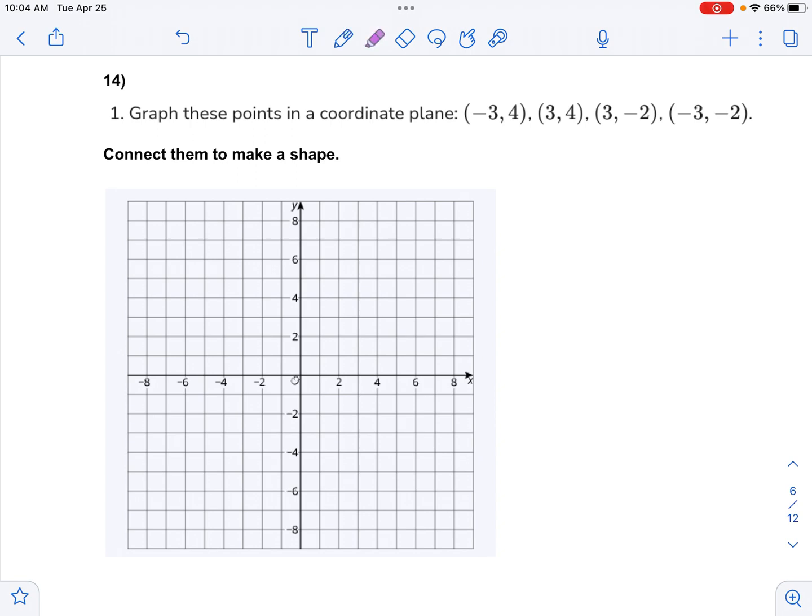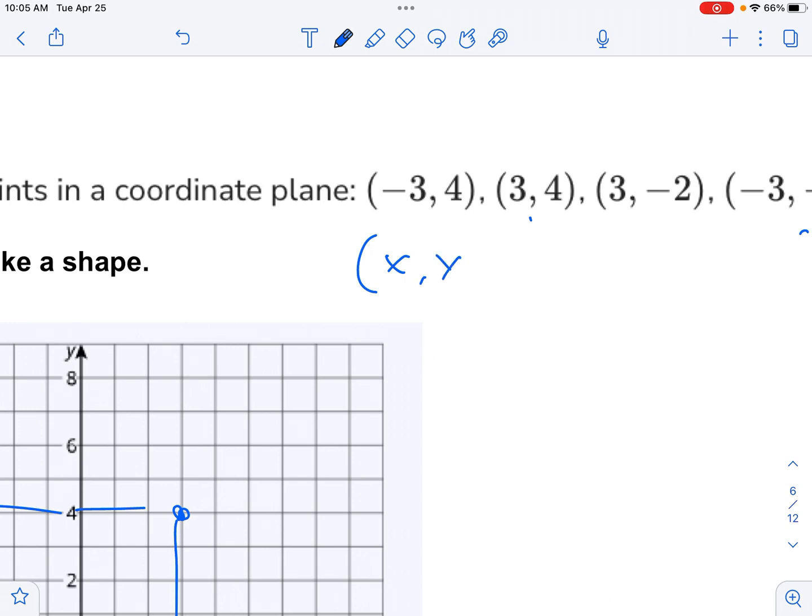All right, we're going to plot some points. Okay, negative 3, so I'm going this way, and then positive 4. Okay, I'm going to get rid of those because I just want the dots. Negative 3, positive 4. Okay, that's in quadrant 2. 3, 4, so I'm going to go positive 3, right and up 4. That's in quadrant 1. I'm going to go 3, negative 2. That's in quadrant 4. And then negative 3, negative 2. Right there. We've got ourselves a square. Yes. All right, keep in mind when we're plotting stuff, we plot the x first and then the y.